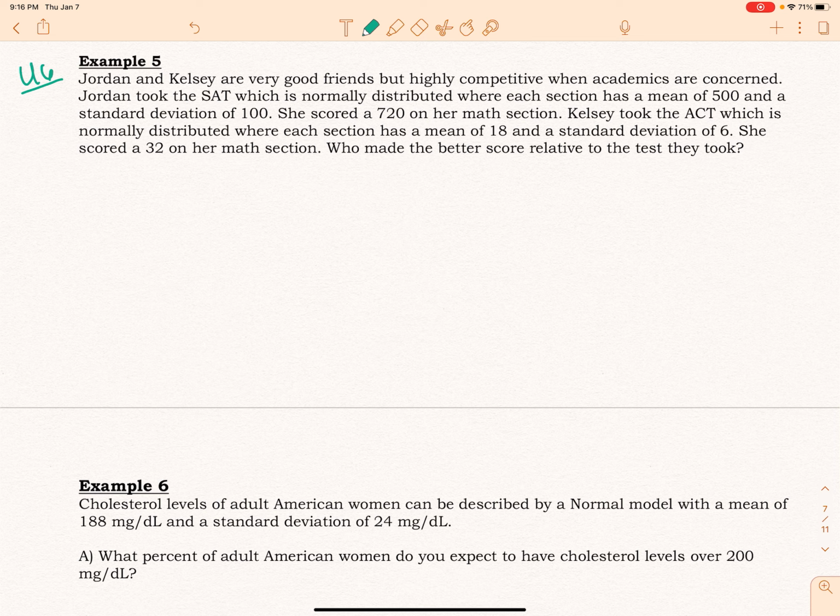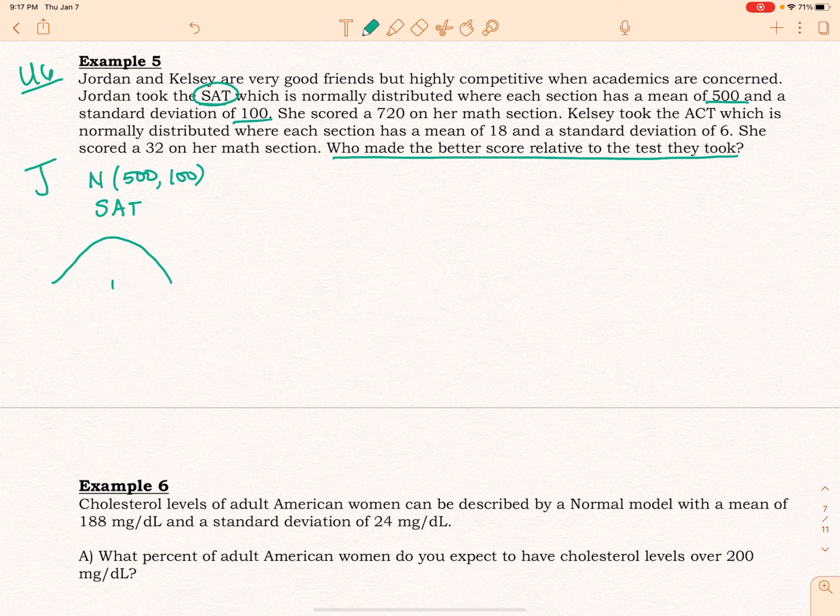Okay, so if I want to compare these scores, I want to know who made the better score relative to the test they took. Well, since the ACT and the SAT are on different scales, it's hard to answer that question. That means you're going to need to rely on your Z-score to find the answer. So what I'm going to do is look at Jordan's SAT score, which has a mean of 500 and a standard deviation of 100. Okay, so this is for the SAT.